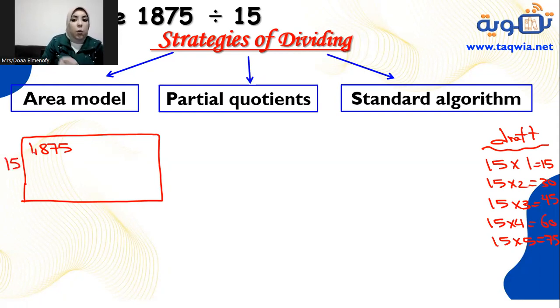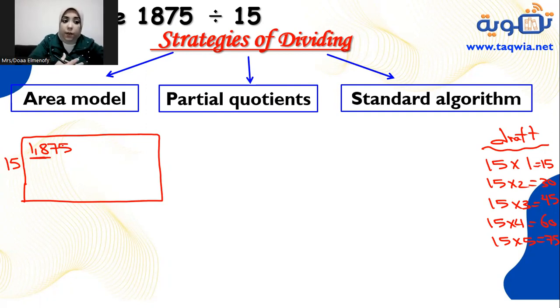So okay, what we're gonna do now, we have the draft, we have the area model, and now let's start to divide. How can we divide? In any of these strategies, we have to underline the first two digits because here the divisor is a two-digit number, and you have to check if we can divide or not. If the number that we underlined is greater than the divisor, we can divide. But if it's less than, we can't, and for this reason, we have to underline the first three digits.